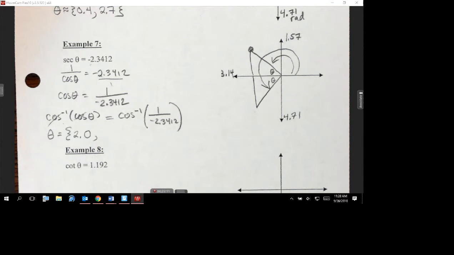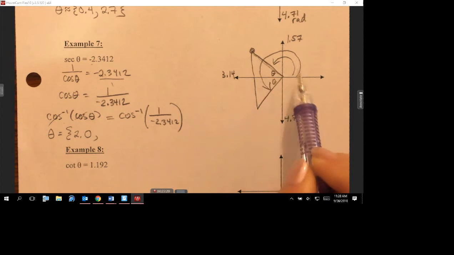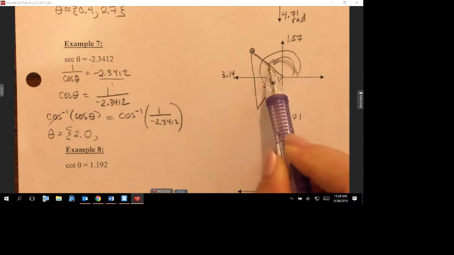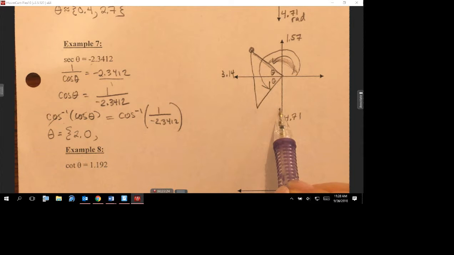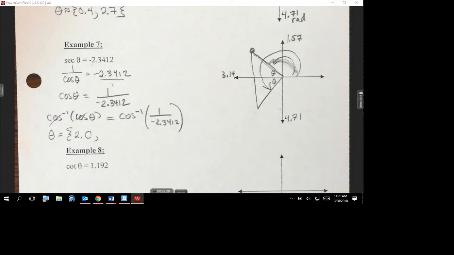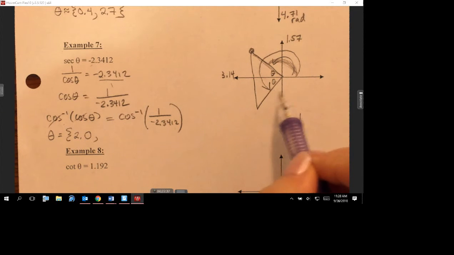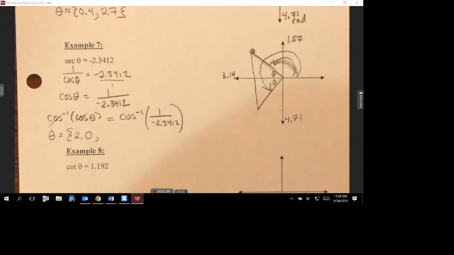Sorry, didn't see it. If you subtract 2 from 4.71? Nope, because 2 is this amount right here. So if I start there and subtract that amount, it's going to end up here. Add what? Add the 2 to the 5? Well, 2 is over 1/4, so if I add pi, it's going to be over there. I need to find the reference angle?